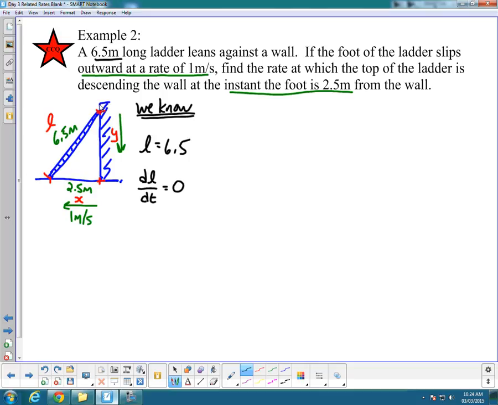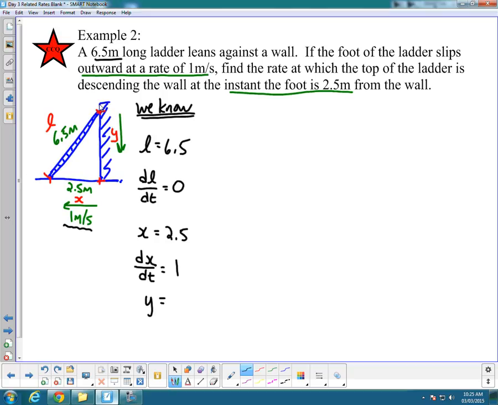Now we've got other variables here. We've got x on the bottom. At this particular snapshot, x is 2.5. And then we have its related rate, dx by dt. And we do know that. How fast is x changing? Well, it's changing at 1 meter per second. So dx by dt is 1. And we have another variable here, y.